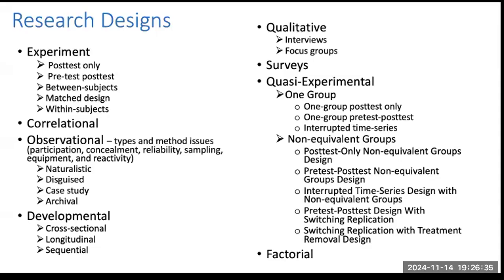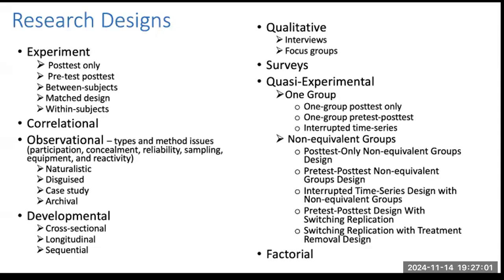So if we were to go on a spectrum of experimental on one end and non-experimental on the other hand, quasi-experimental, of course, is much closer to an experiment. They're only missing one component to experiment. Oftentimes, it's not having random selection. So the different research designs are one group post-test only, one group pre-test post-test, and interrupted time series.